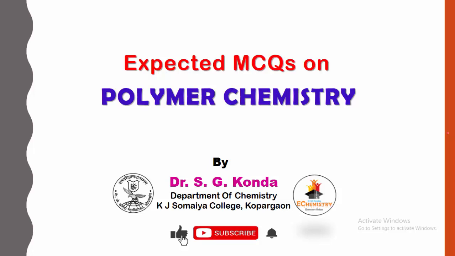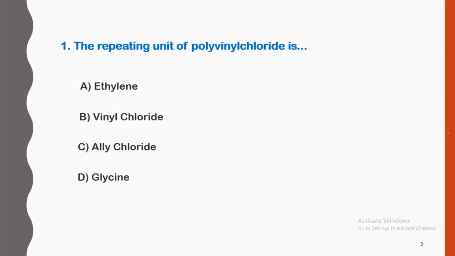Let me start today's multiple choice questions. The first question is, the repeating unit of polyvinyl chloride is options: ethylene, vinyl chloride, allyl chloride, and glycine.